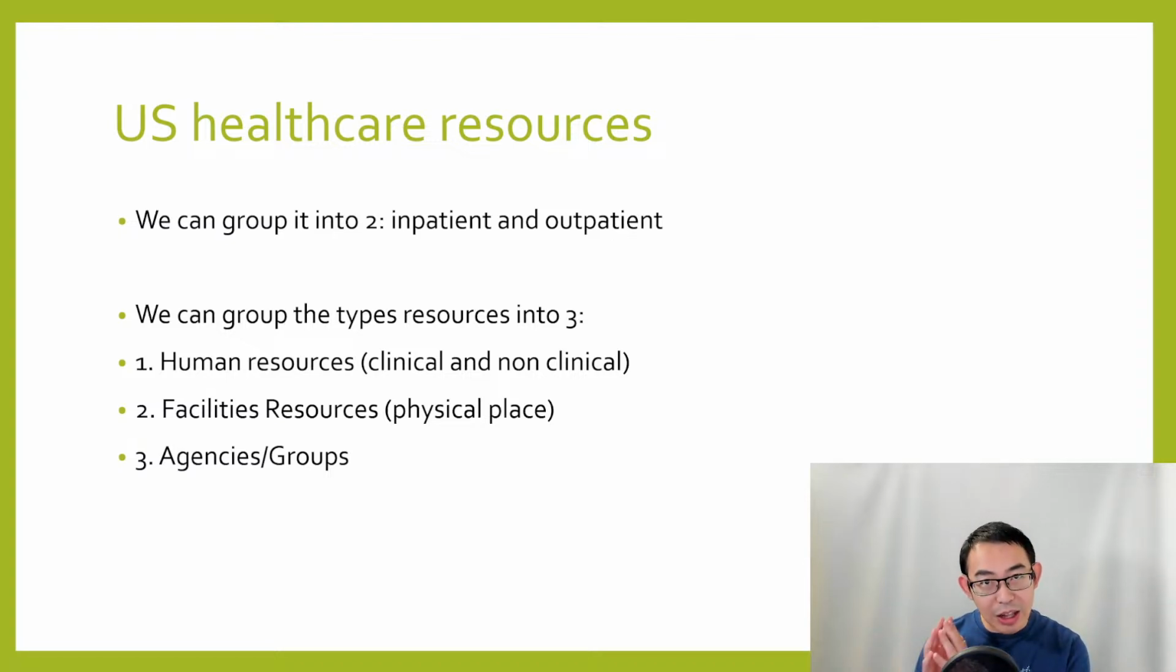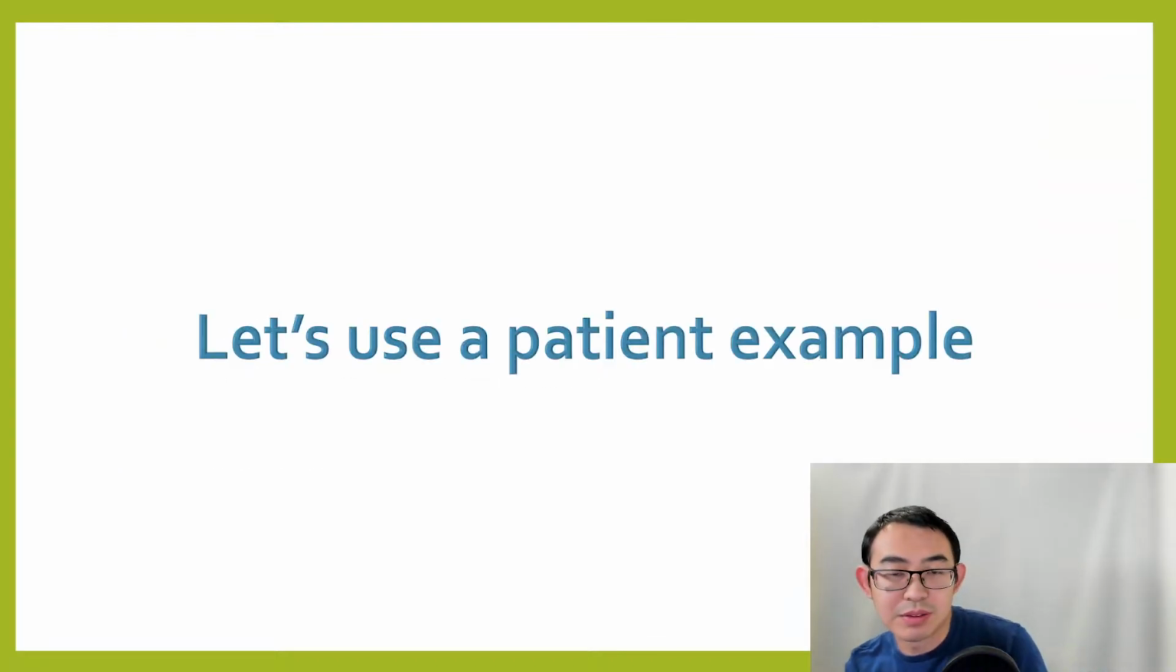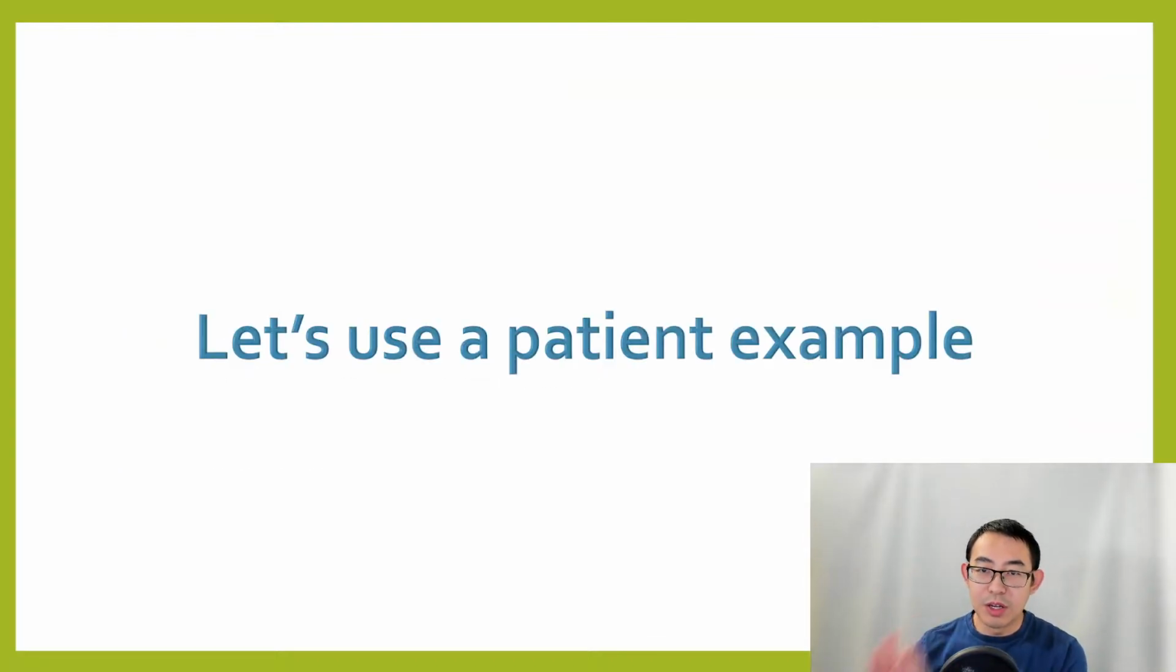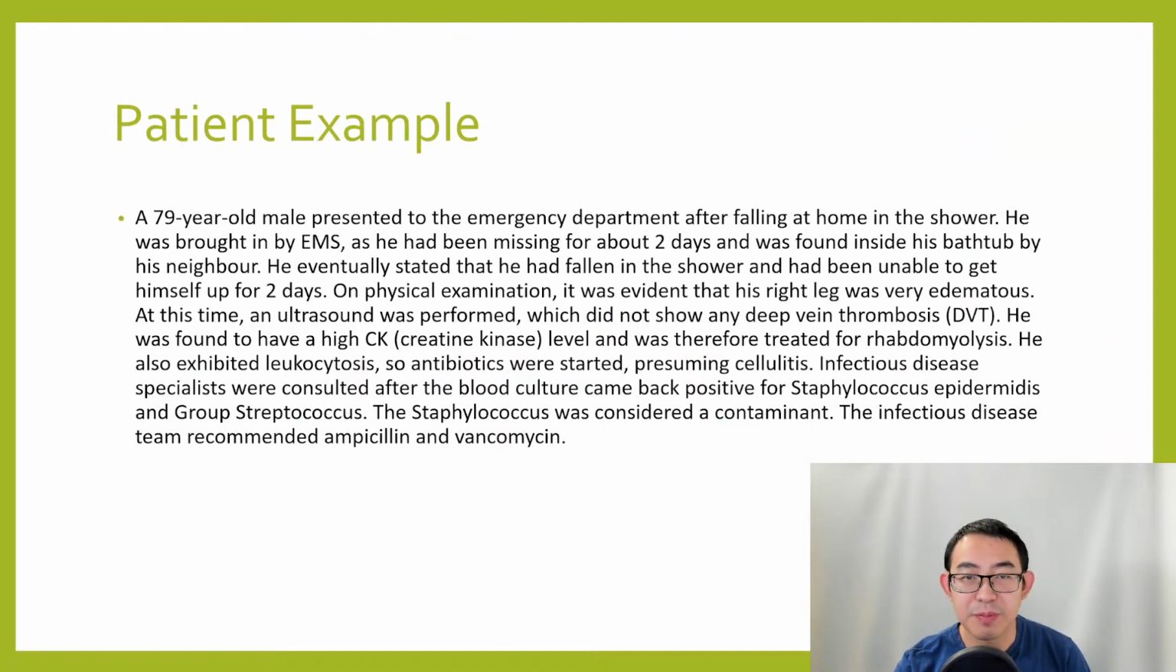There are actually a lot of them. There's no way I can cover them all one by one and explain to you. But the idea is, if you know what they are and understand their role, you'll be able to navigate patient care, and you then understand how the U.S. healthcare system works. Now, let's use a patient example. We're going to use a scenario and see how the healthcare resources within the U.S. healthcare system work together to lead to patient care, right?